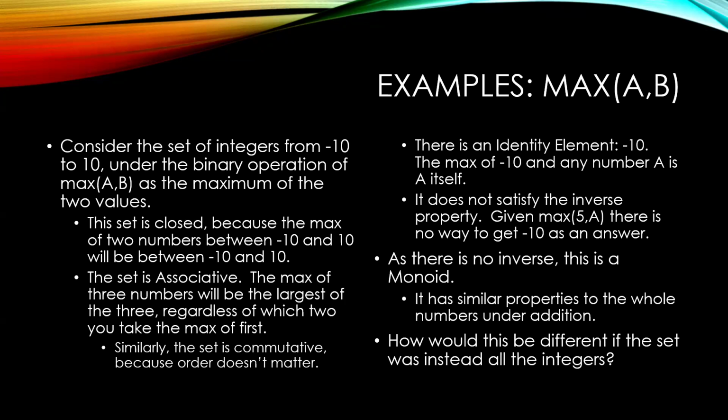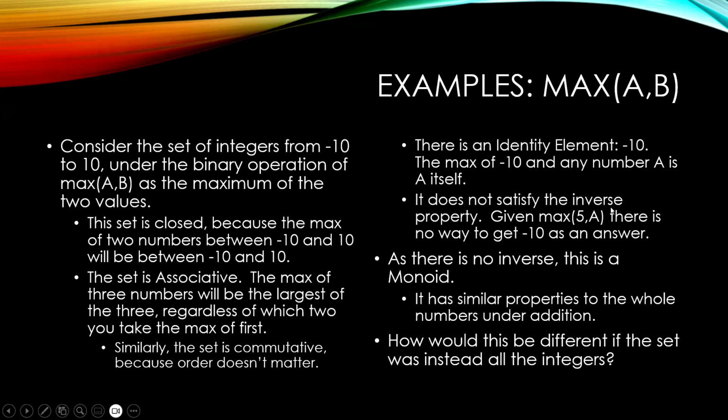Here's another example. Let's say that we are taking the maximum of two numbers, and let's say that we are restricting it to the integers from -10 to +10. Well, this set is closed because the maximum of two numbers between -10 and 10 is definitely going to be between -10 and 10. The set is associative. The max of three numbers will be the largest of the three, regardless of which two you take first. Similarly, the set is commutative because the order doesn't matter. There's even an identity element, -10. The max of -10 and any number a is that a value itself.